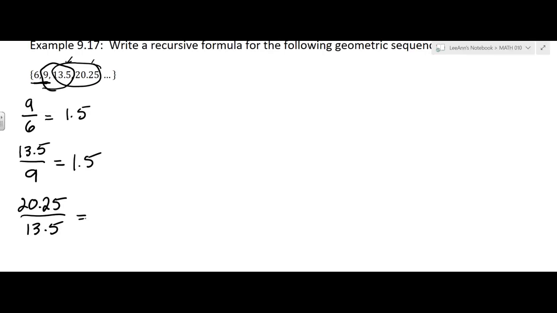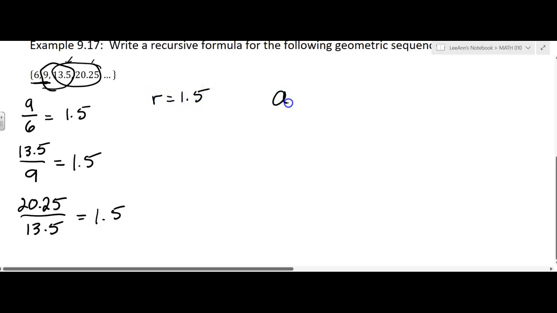20.25 divided by 13.5, and you get 1.5. And there could be a typo or something, but it looks like these are working out that the ratio is 1.5. And so we're going to write the recursive formula a sub n equals a sub n minus 1, well, times 1.5. I kind of want the 1.5 in front. And this is for n greater than or equal to 2.